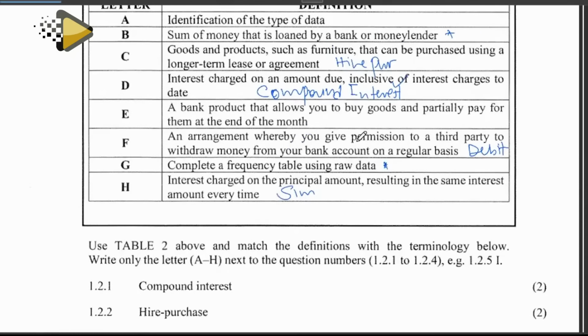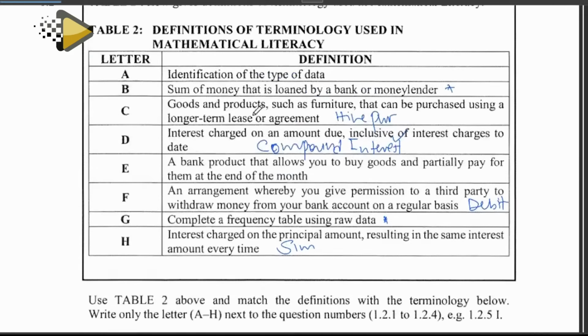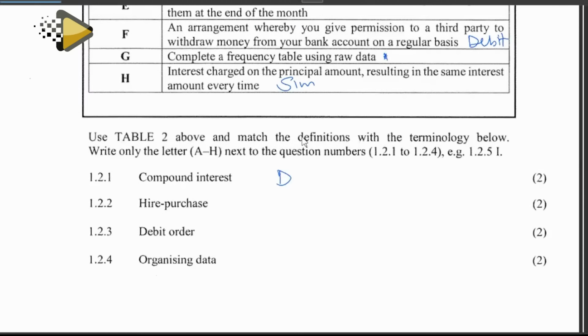So compound interest, we are saying it's D, inclusive of interest. Then hire purchase: goods and products such as furniture that can be purchased using a long-term lease or agreement. Let's say C. Debit order, an arrangement, permission, we said it's F. And organizing data, we can call it frequency table. Complete a frequency table using raw data, organizing data. And it's G.